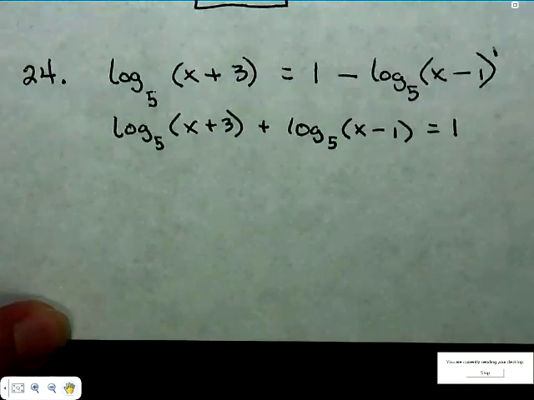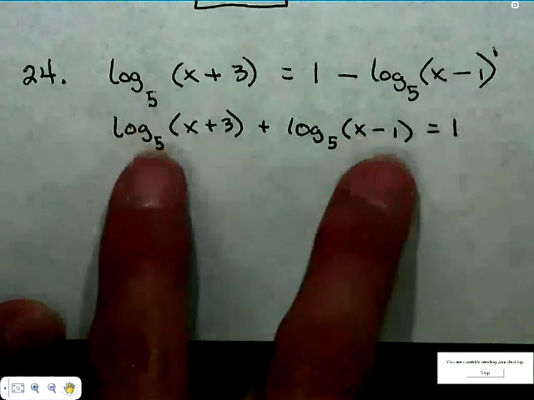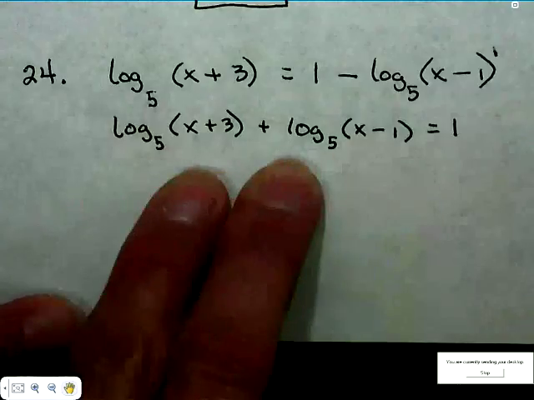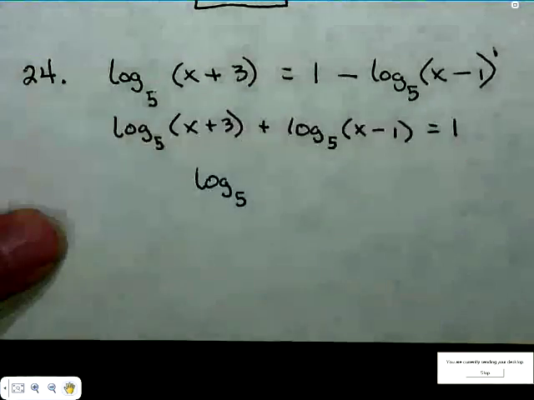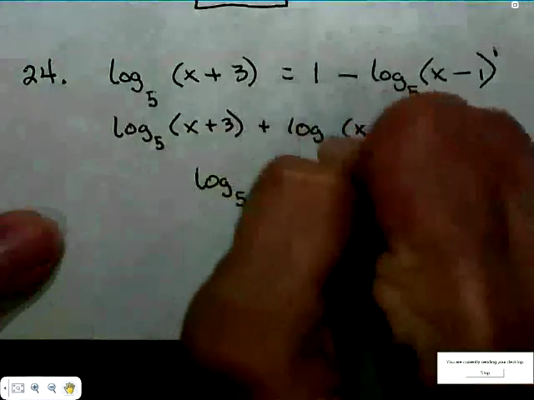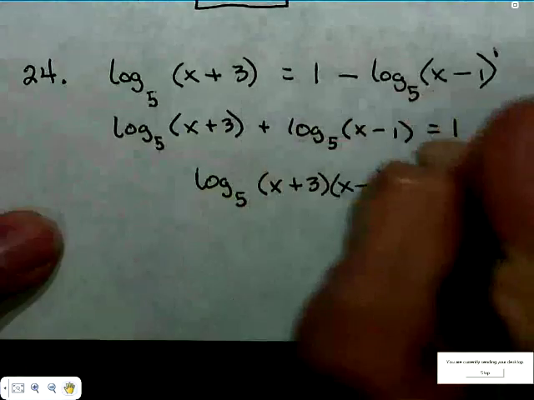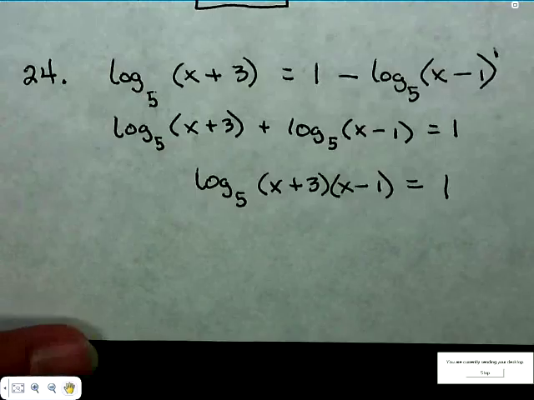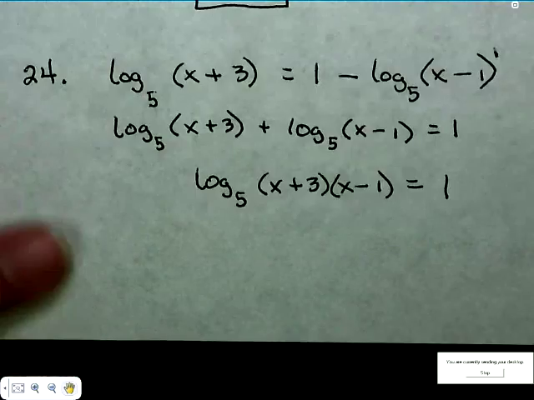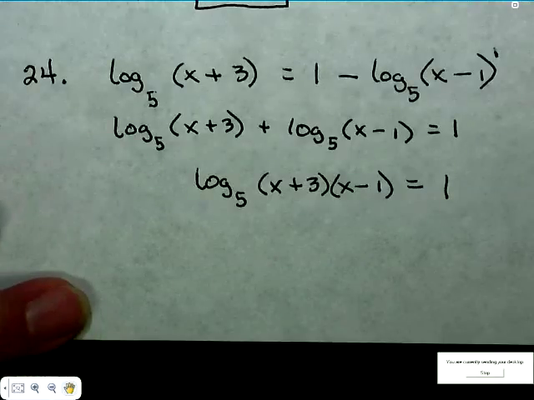Then regardless of whether this is case 1 or case 2, if I have two logs that are on the same side of the equation, the first thing I need to do is put them back together. That would be log base 5 of what? You would put that back together as multiplication, x plus 3 times x minus 1. So now is this log equals log or log equals constant? Log equals constant. What do you do when you have log equals constant? Change it to exponential form.